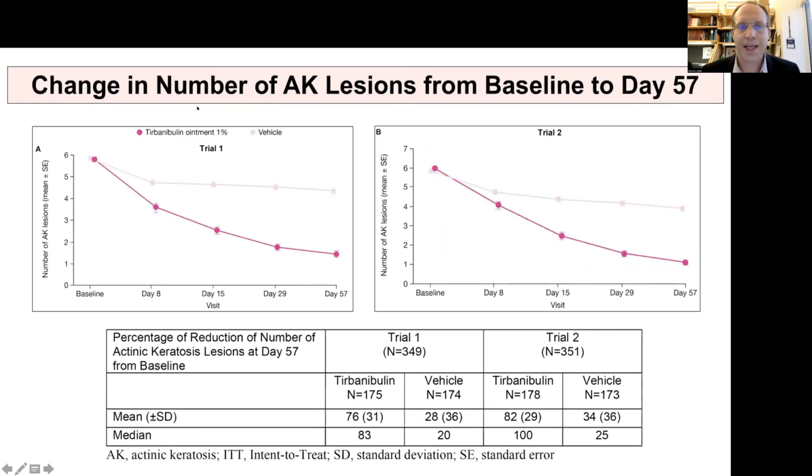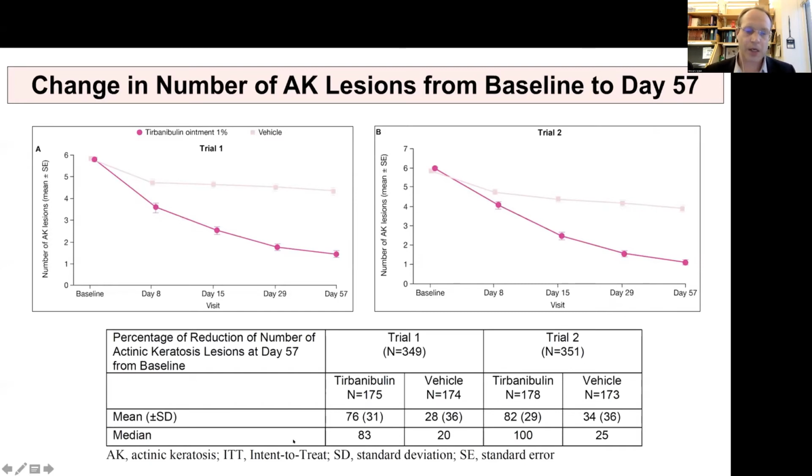A different way of looking at this data is to look at the change in number of AK lesions from baseline to day 57, and that's what I show here. On the top, there's trial 1 on the left, trial 2 on the right. The dark magenta line is the Tirbanibulin ointment treated group from baseline all the way to day 57. And the light pink is the vehicle. And what we see with the Tirbanibulin treated group is that the number of AK lesions decreases at each visit time point, all the way down to day 57. The trend is decreasing number of AK lesions. And this is also what occurs in trial 2 on the right.